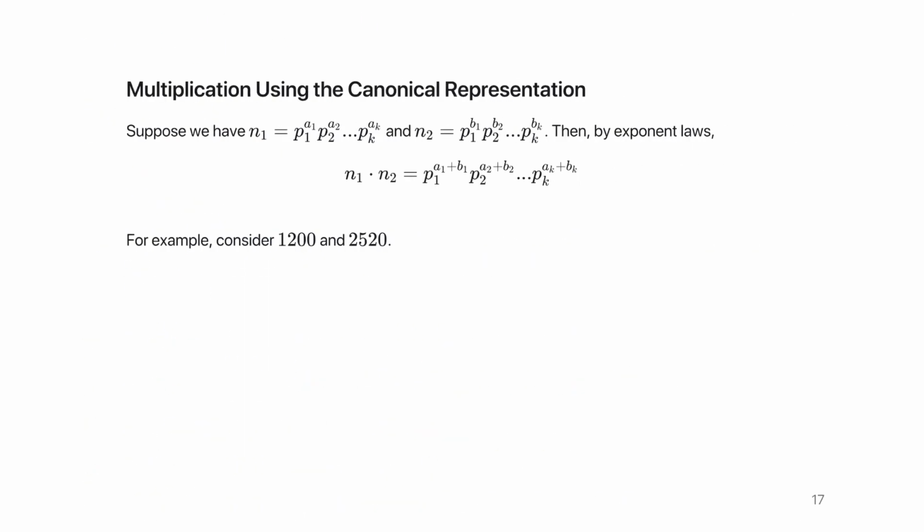Great. And so now, I want to start transitioning to the idea of the GCD and the LCM. Okay? And so first, I want to look at multiplication using what we called before the canonical representation of integers. Okay? So suppose I have N1 is equal to the product of P1 through PK, but with A1 P1s, A2 P2s, so on and so forth. I think I referred to these as the multiplicities.